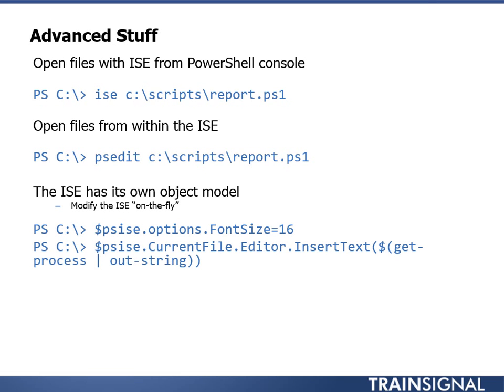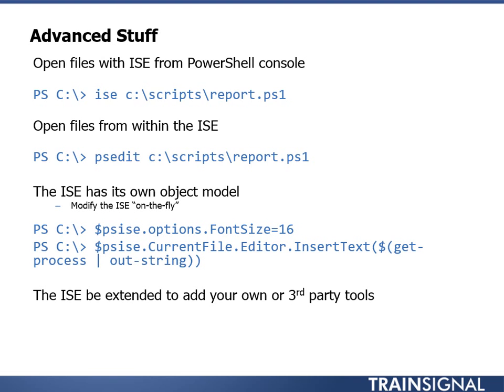Or I can use the ISE to build a function. Let's say I want to insert some text into the current file. So this little snippet you see here is going to insert the Get-Process command output into the current script. Maybe not the most compelling example, but I wanted you to see that there are things that we can do with the ISE even beyond what I briefly showed you in my demonstration.